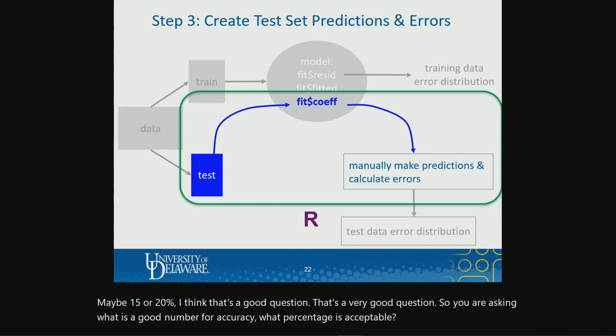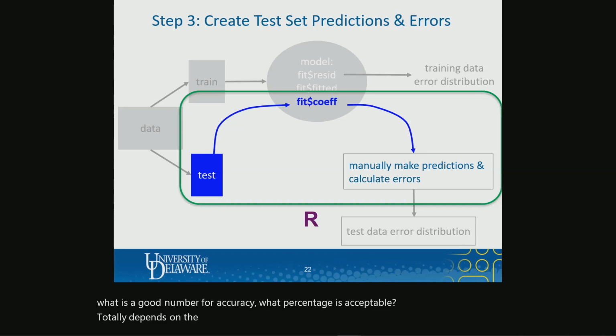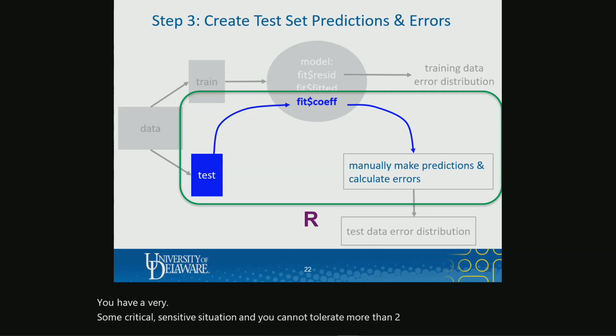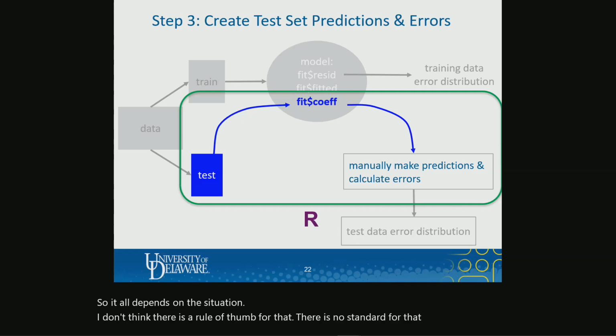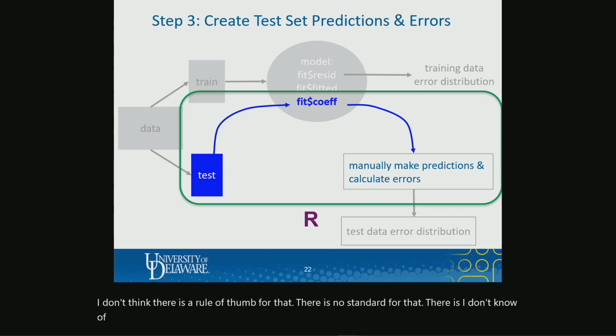It totally depends on the context and on the situation. Sometimes you may tolerate up to like 20%, and sometimes you have some critical sensitive situation and you cannot tolerate more than 2%. So it all depends on the situation. I don't think there is a rule of thumb for that. There is no standard for that. I don't know of any standard. Do you know of any standard? You'd want to beat random guess typically.